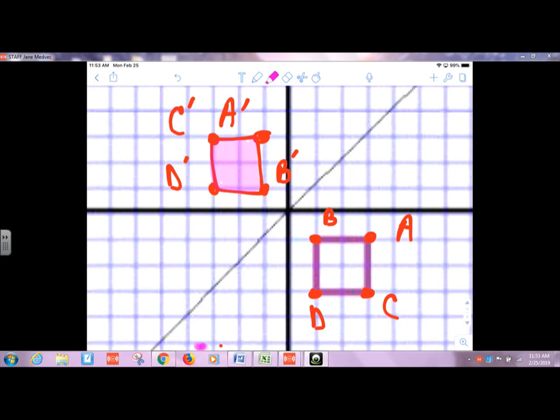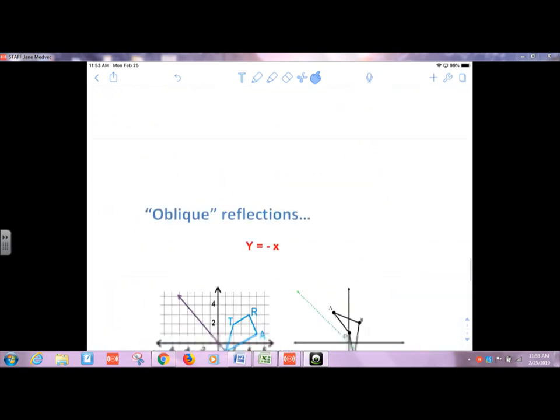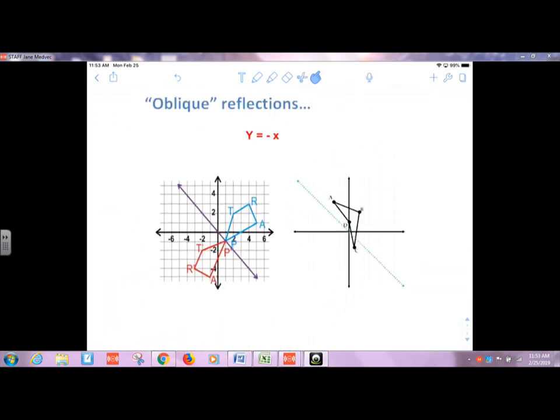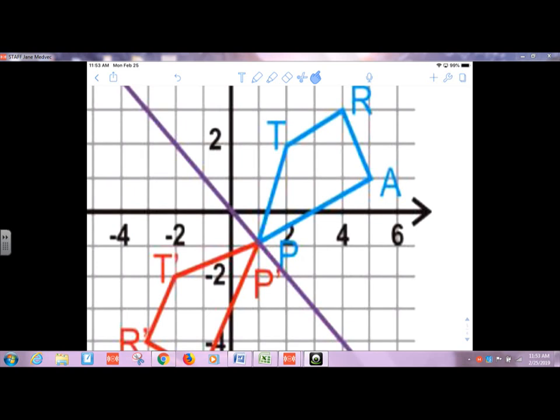All right, let's go to the last one. This is another oblique shape, but this is where y equals negative x. You're going to notice that it's very similar to the other one, but it goes in the opposite direction. And again, when we take a close look at this, for example, T is 1, 2 away from that line. So 1, 2 away on the other side of the line is T prime. You're going to notice that P is a little bit different because P itself is right on that line, so there's nothing to reflect, okay?